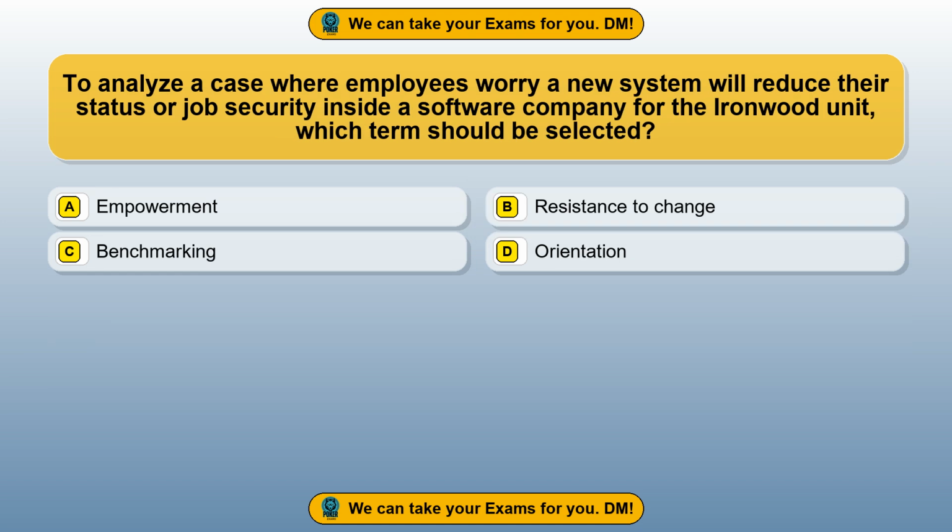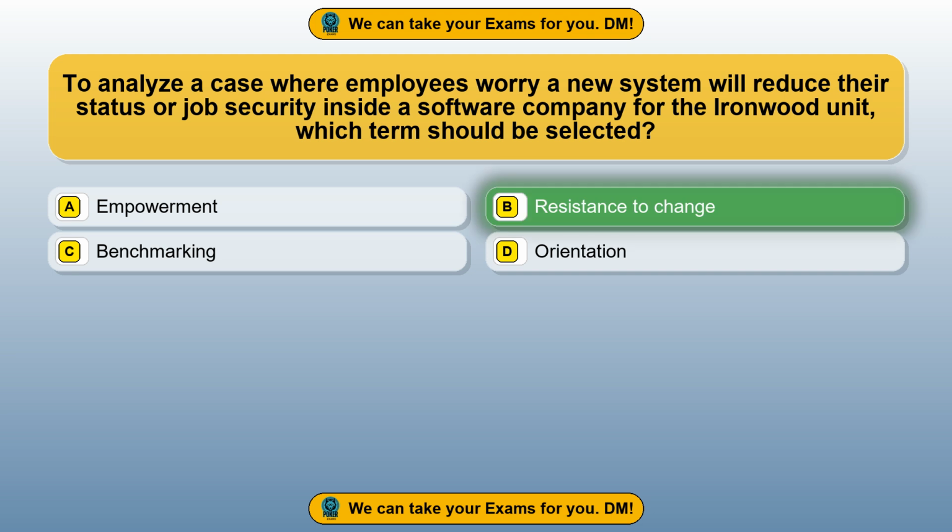Question 99. To analyze a case where employees worry a new system will reduce their status or job security inside a software company for the Ironwood unit, which terms should be selected? Option A, empowerment. Option B, resistance to change. Option C, benchmarking. Option D, orientation. The correct answer is option B.